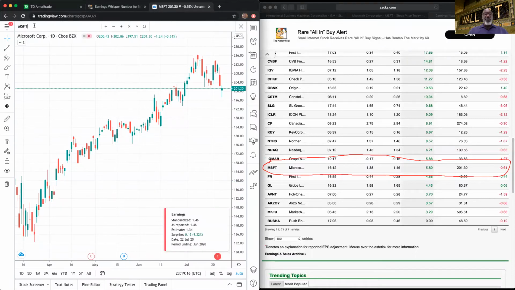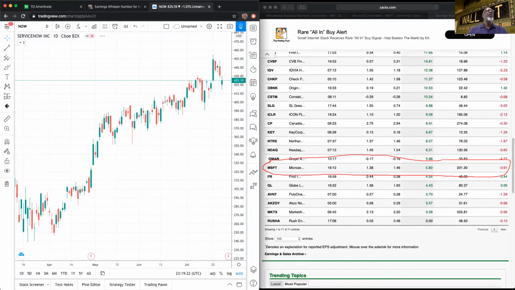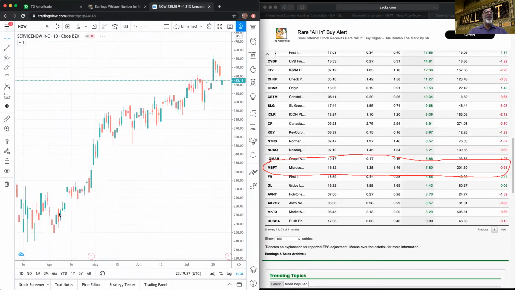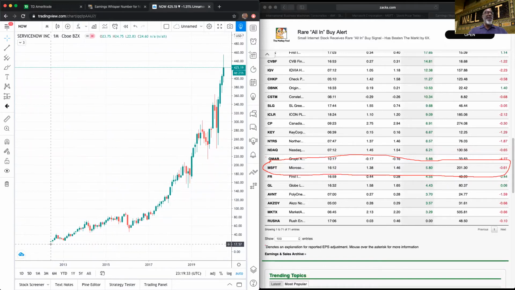Let's take a look at ServiceNow's chart. So here's ServiceNow. Let me take you to a monthly chart real quick so you can get an idea of what's going on with the stock. You can see that the stock has done extremely well. There's a new issue back here in 2012, and you can see what it's done since then.